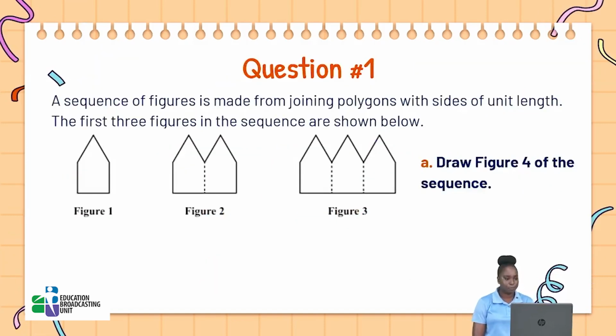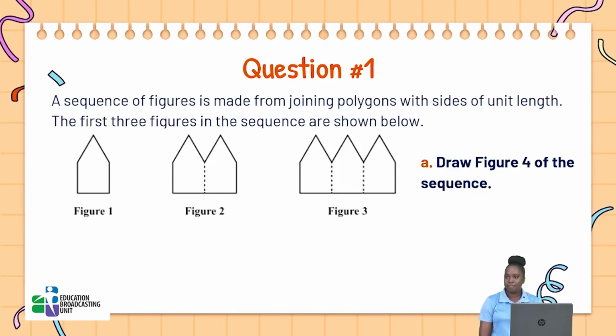Question 1. A sequence of figures is made from joining polygons with sides of unit length. The first 3 figures in the sequence are shown below. The question wants us to draw figure 4 of the sequence.